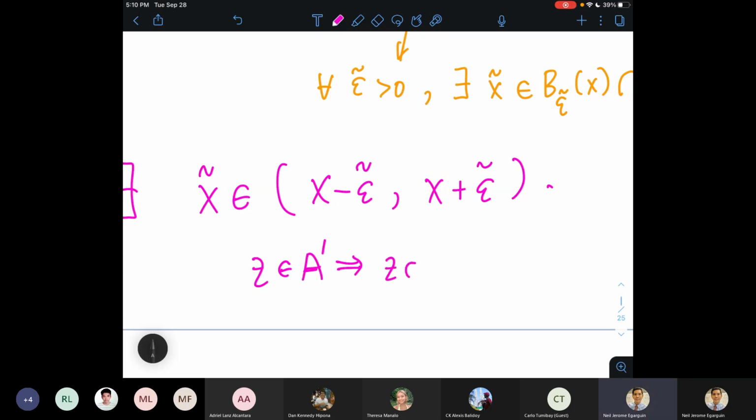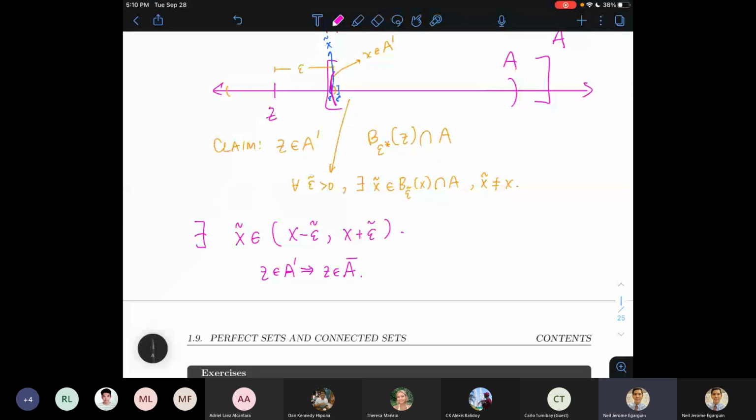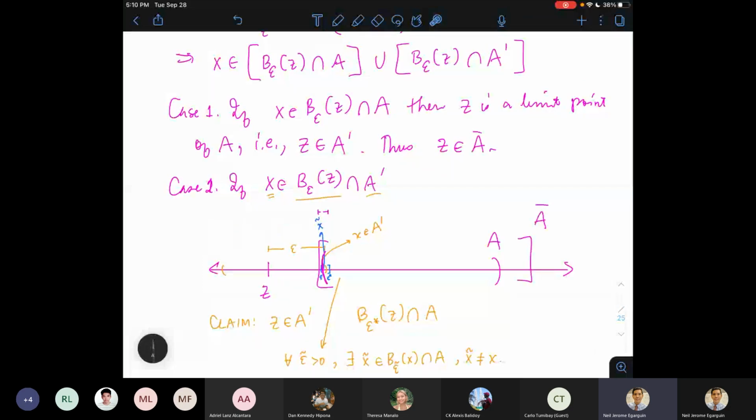So that means Z must be in A bar. Okay. And then what is our assumption here? Z is a limit point of A bar. And in any of the two cases, which will exhaustively cover all possibilities, si Z ay nagbe-belong kay A bar.